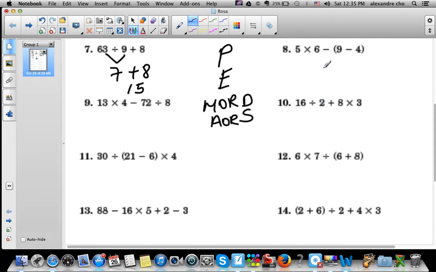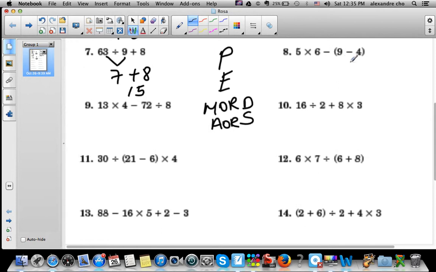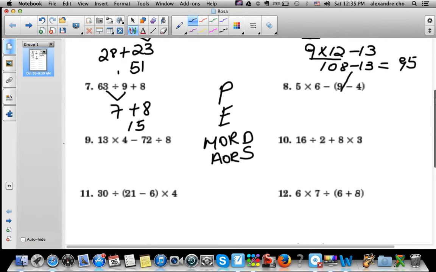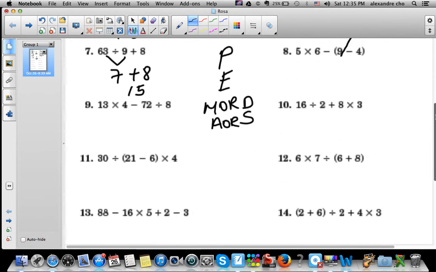Here, we have 5 times 6 minus 9 minus 4 in parentheses. Okay. Subtraction, I'm sorry, multiplication does come first. Okay, but be careful. There's a parentheses. Okay, parentheses comes first. So inside the parentheses, we have 9 minus 4, which is, again, that thing is moving. Sorry. Okay. And let me erase that.